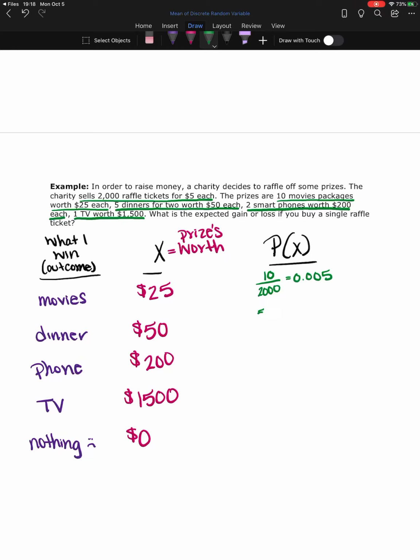Now the dinner prize. There are 5 dinner prize winners out of 2,000 total possibilities. So 0.0025. There are 2 iPhone winners out of the 2,000 possibilities. 0.001. And there is 1 TV winner out of the 2,000 tickets. So this is 0.0005.